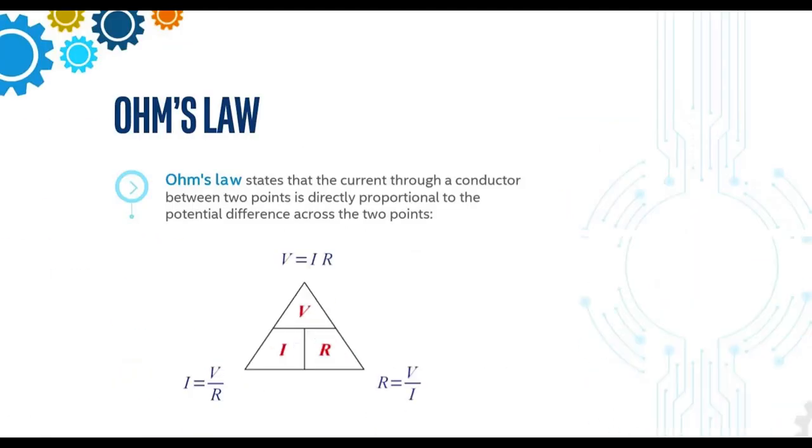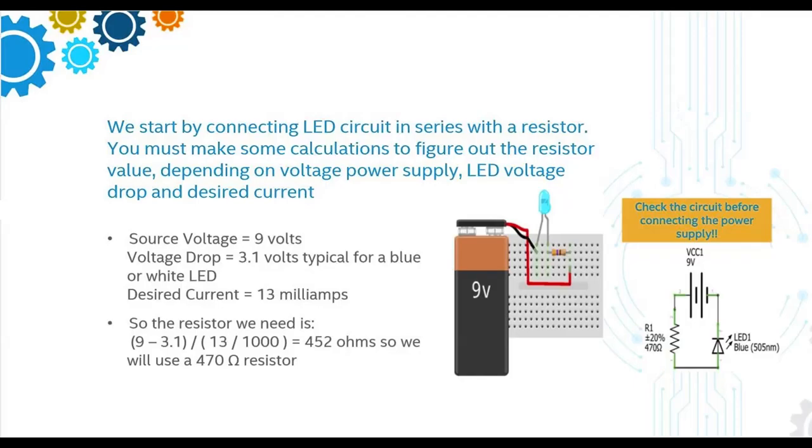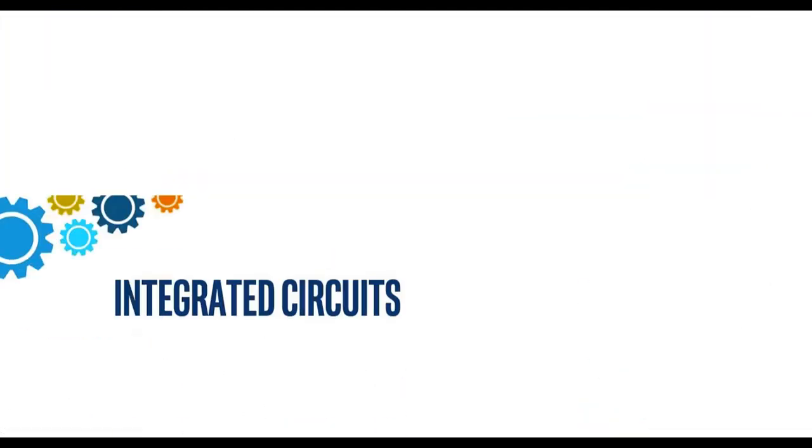Ohm's law states that the current through the conductor between two points is directly proportional to the potential difference across the two points. I can say that V is equal to IR is the value of voltage. If I need to calculate the value of current, then I is equal to V by R. If I need to calculate the value of resistor, then V by I. As I see here, we have to calculate the value of resistor, so this is nothing but V by I. V is 9 minus 3.1 and I is 13 milliampere current.